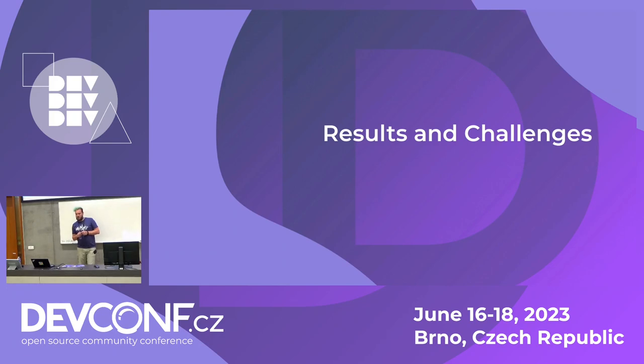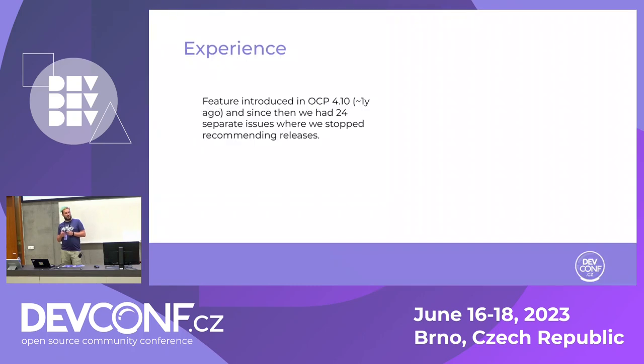So I would like to speak a little about what we discovered. This conditional upgrades feature has been there for about a year, I think for 3 releases now. We have 24 separate issues where we used it, where we ended up saying we don't recommend upgrade to some versions of OpenShift. So we have some idea whether we managed to improve the situation or not.